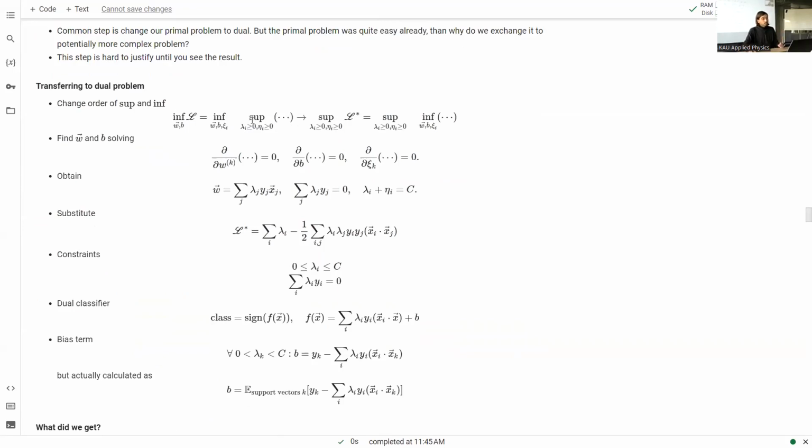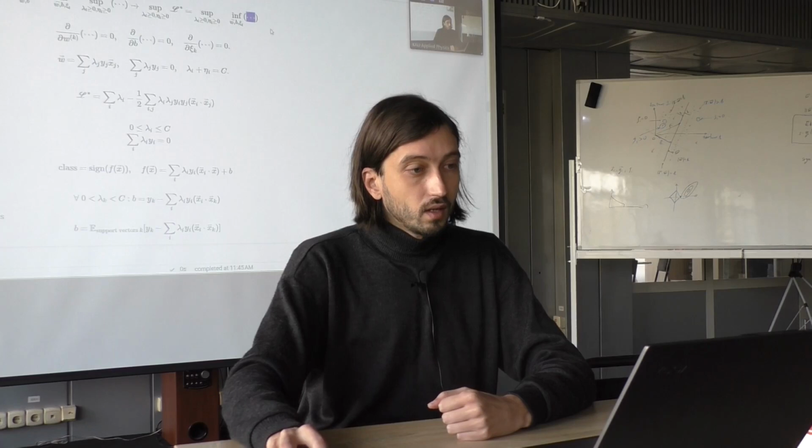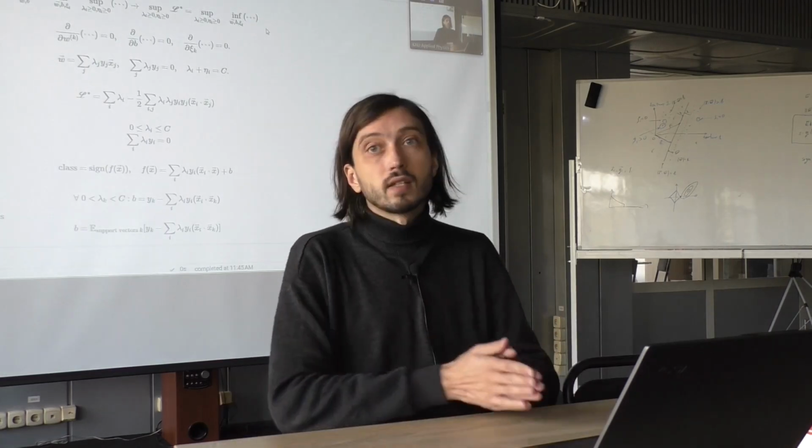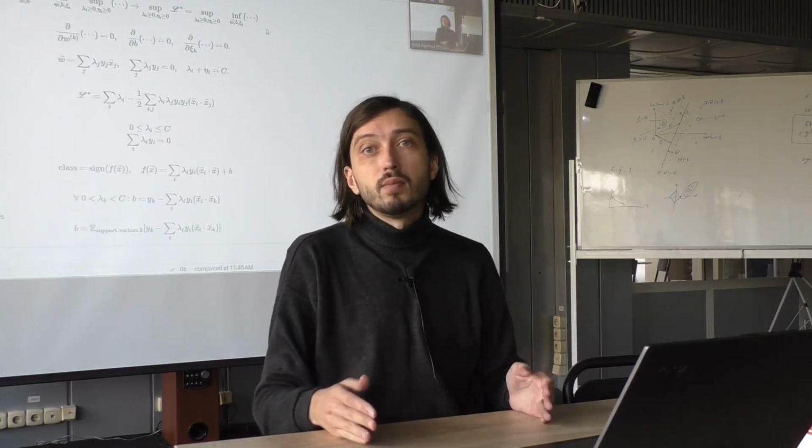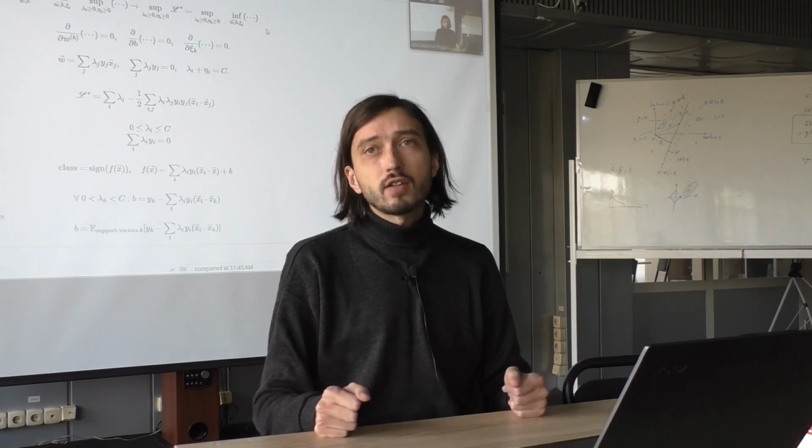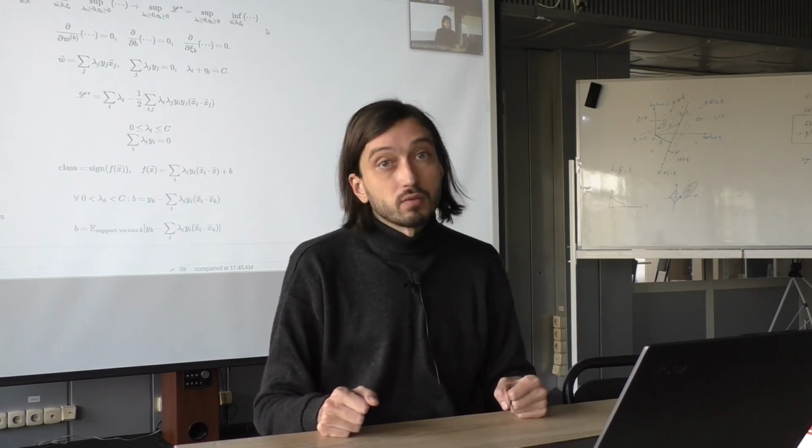I switch places. I just swap supremum and infimum. I get the problem where I first take the infimum with respect to these parameters, vector w, b, psi I, from the same expression, and then I take the supremum. Do we have any reasons to say that I will get the same minimum? In a general case, no, we don't.